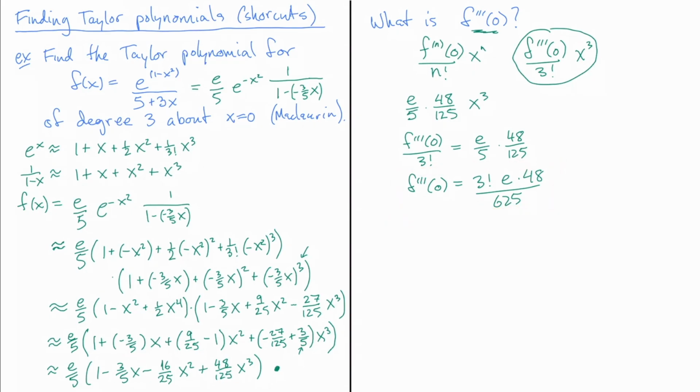And so that is how we use known Taylor polynomials to estimate the Taylor polynomial of a composite function, where we have both a product of two functions and, in both cases, a composition. And then we also can extract the derivatives of the function evaluated at 0 fairly easily.